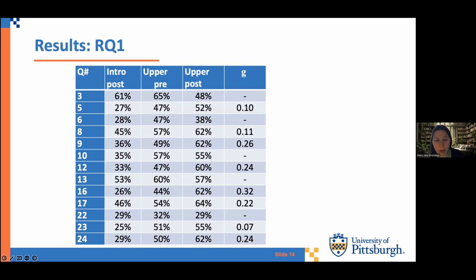So once again, these are all the questions where the upper level students, after their course, after their instruction, right? So they've had introductory physics and they've had their upper level mechanics course. These are all questions that the upper level students did not reach 2/3 correct on. And on the far left column, we see question 3, question 5, question 6, question 8.